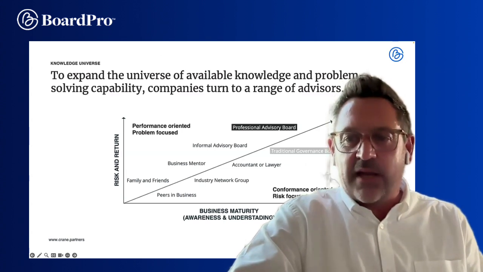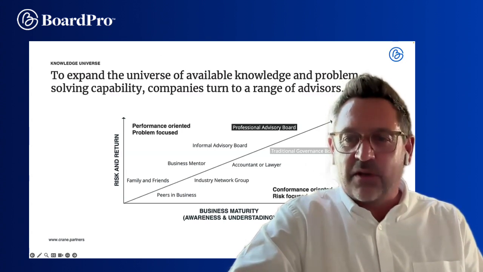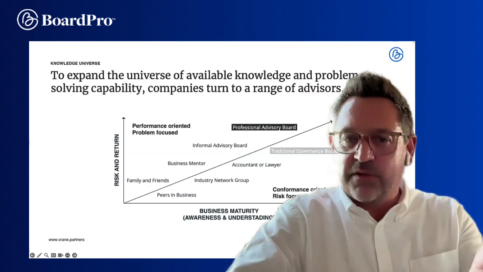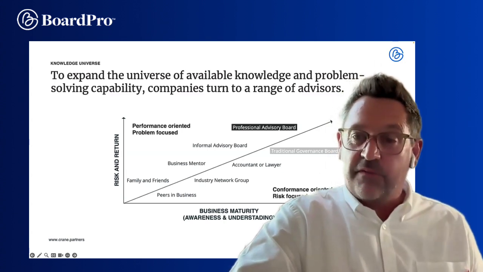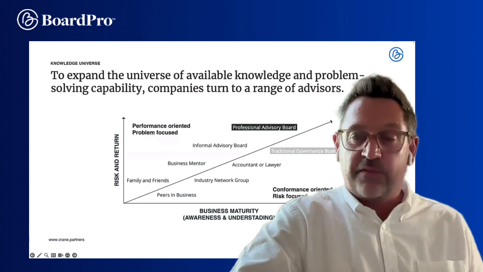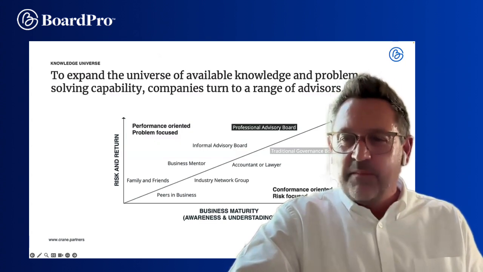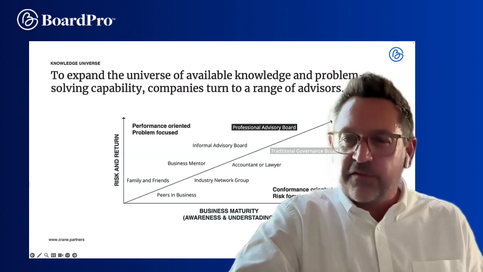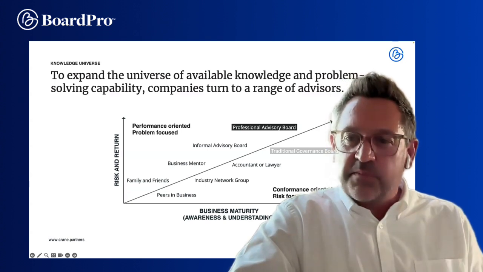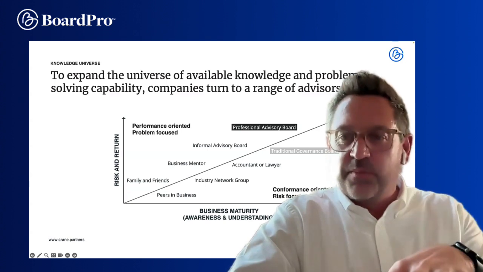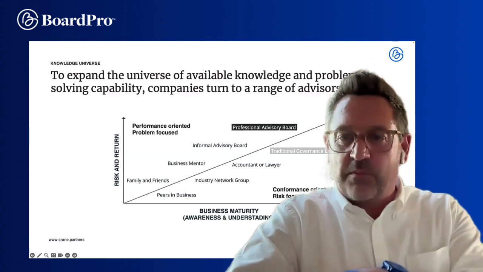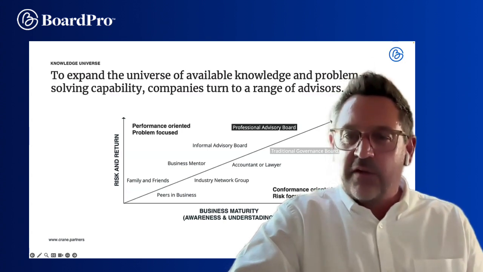Then they reach a point where they start looking for capability and problem solving, so they understand that's the problem they need to address. They typically go to informal advisory boards. Informal advisory boards are often friends, acquaintances, maybe business associates, but they're generally poorly formed, often voluntary. They're experts, but they're not necessarily experts in your business and compensated to solve your problems. So they tend to fall away over time.